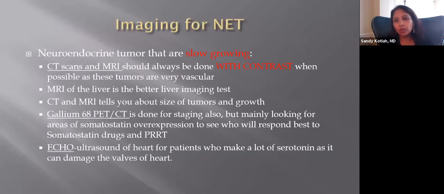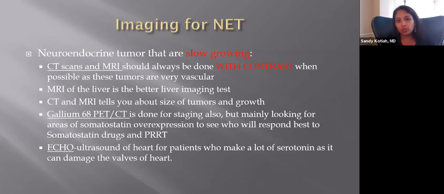So for imaging for neuroendocrine tumors, for slow growing tumors, we usually do CAT scan and MRI with contrast. The tumors are very vascular, so it's important to give contrast so you can get the best look, especially for liver spread. If you don't give contrast, sometimes you might not see them very well. So the MRI is the better liver imaging test, and sometimes the surgeons like to see that test for their planning if they're going to do surgery. Otherwise, we try to use CAT scans if they're both equal.